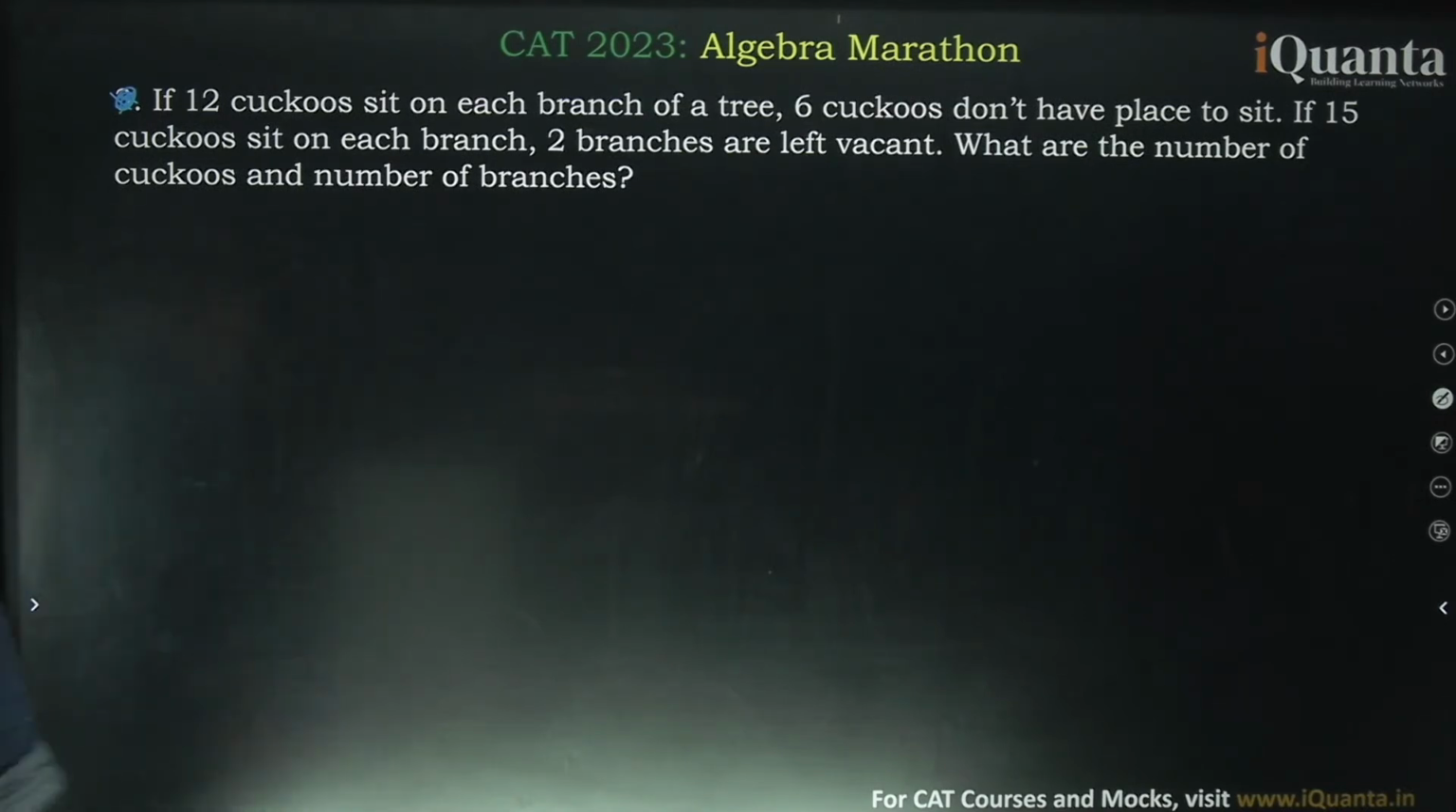The question just changed because I mistakenly pressed the button, but now it is back. Cuckoos flew away. Well, so how many would be there? Number of cuckoos and number of branches, both.